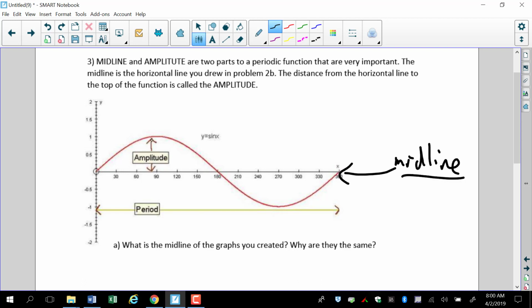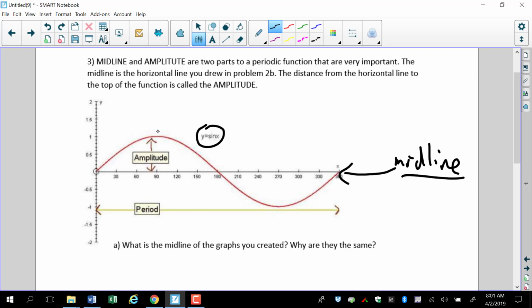The distance from here to here is called the amplitude. And the distance from here to here, how long it takes to repeat itself, is called the period. So this is basically a sine graph, is what they call it. And we'll get into the sine and cosine later, so don't worry too much about that now. But the idea is it starts, comes back down, comes back to 0. How long does it take to repeat itself?